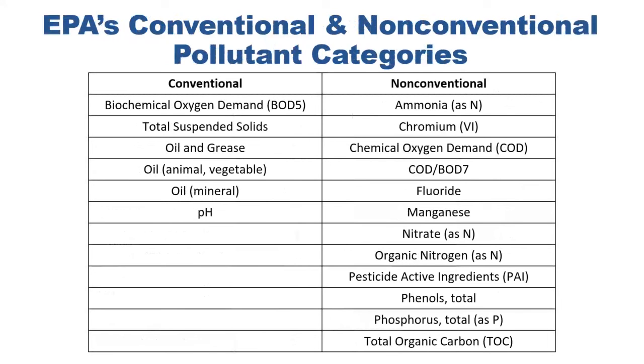Now let's move on to the Environmental Protection Agency's conventional and non-conventional pollutant categories. So for the conventional, we have the biological oxygen demand, the total suspended solids, oil and grease, oil from animal and vegetable, oil from mineral, and the pH. While in non-conventional, we have the ammonia, chromium, chemical oxygen demand, COD over BOD7, fluoride, manganese, nitrate, organic nitrogen, pesticide active ingredients, phenols, total phosphorus, and the total organic carbon.